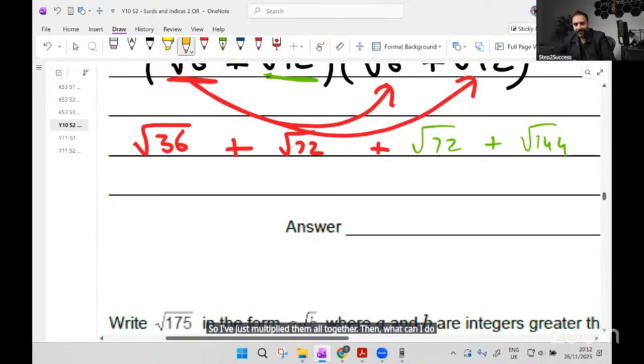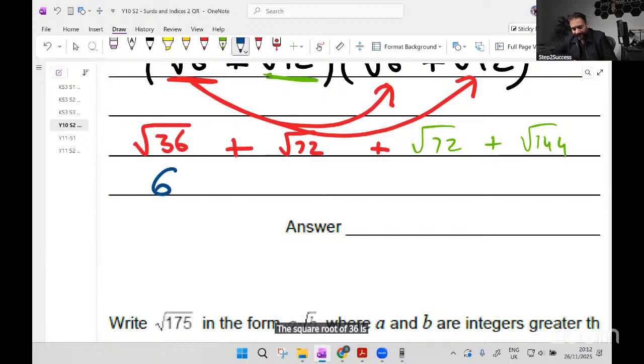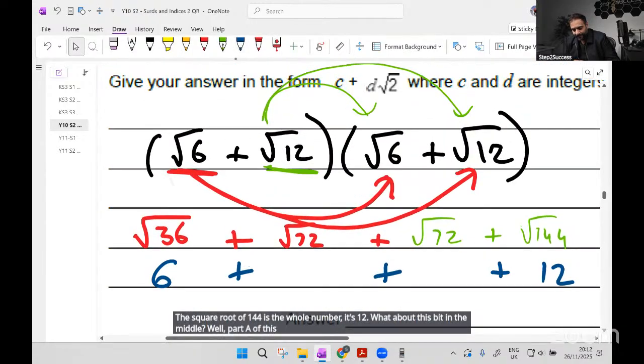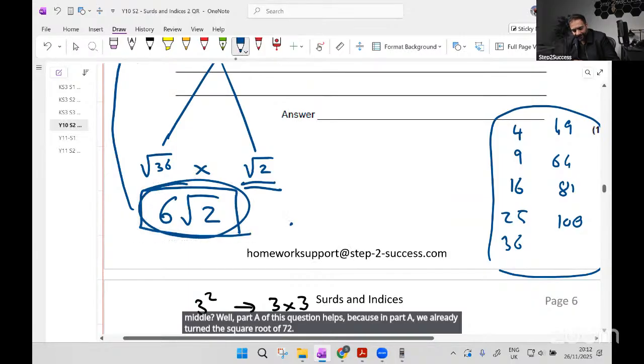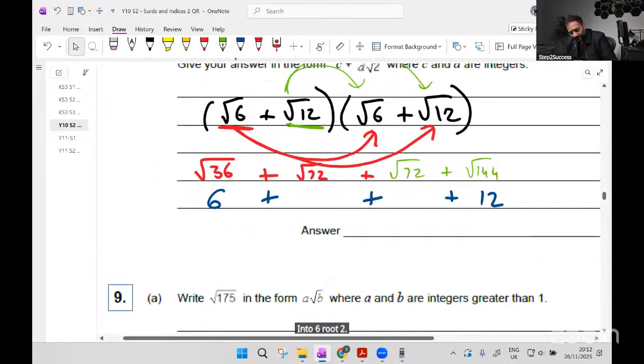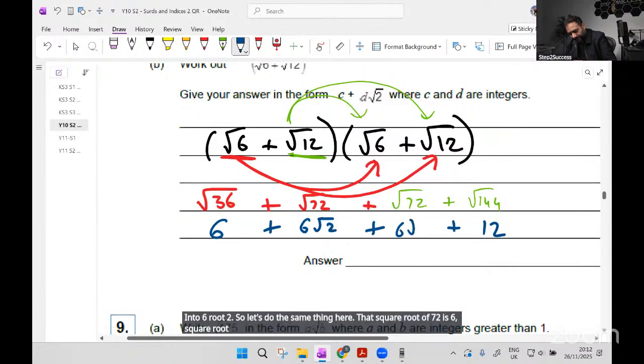Then what can I do? I can simplify things. The square root of 36 is a whole number, 6. The square root of 144 is a whole number, it's 12. What about this bit in the middle? Well, part A of this question helps because in part A, we already turned the square root of 72 into 6 root 2. So let's do the same thing here. That square root of 72 is 6 square root 2, and this one is 6 square root 2.